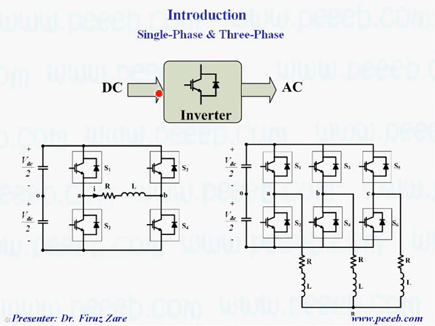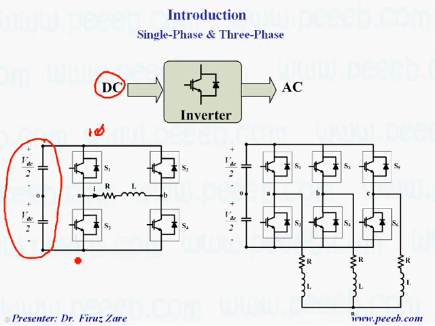Now let's look at the circuit diagram. When we are talking about a voltage source inverter, here we have a capacitor which provides DC voltage for this inverter. And when we are talking about a single phase inverter, basically we have two legs, leg A and leg B, and this is the load. So we expect to get AC voltage across the load. This is the output voltage.